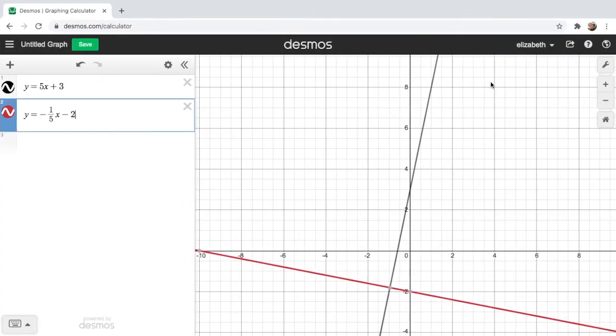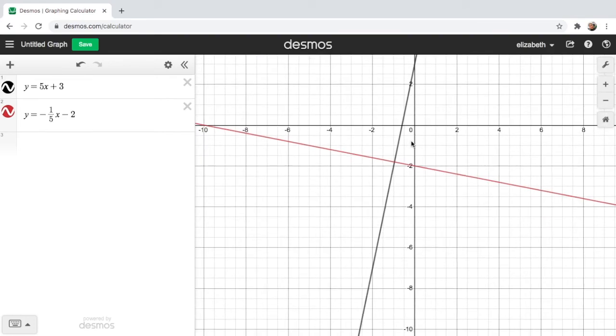That is correct. Now, look at the graph. The graph forms 90 degrees, and this is perpendicular. Therefore, your answer is correct. Please remember that the slopes of perpendicular lines are negative reciprocals.